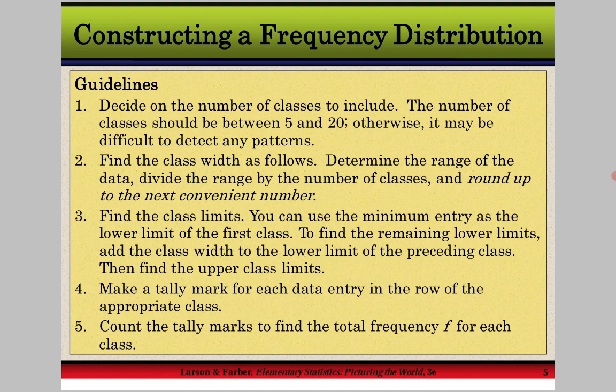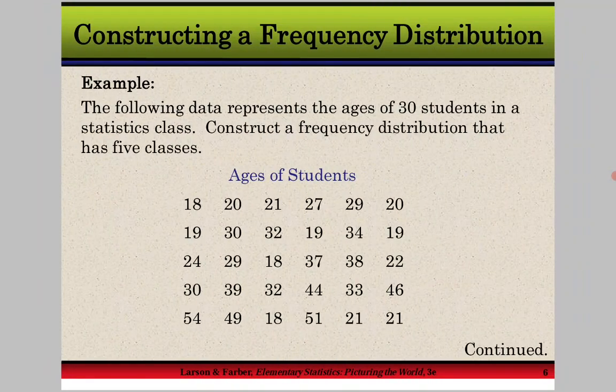In the next step, find the class limits. You can use the minimum entry as the lower limit of the first class. To find the remaining lower limits, add the class width to the lower limit of the preceding class. Next, make a tally mark for each data entry in the row of the appropriate class, and count the tally marks to find the total frequency f for each class. So this is the example.